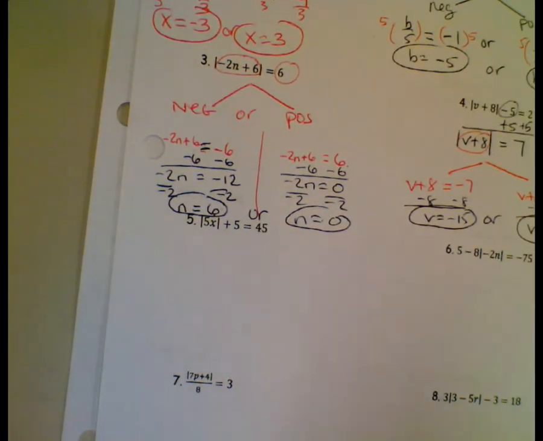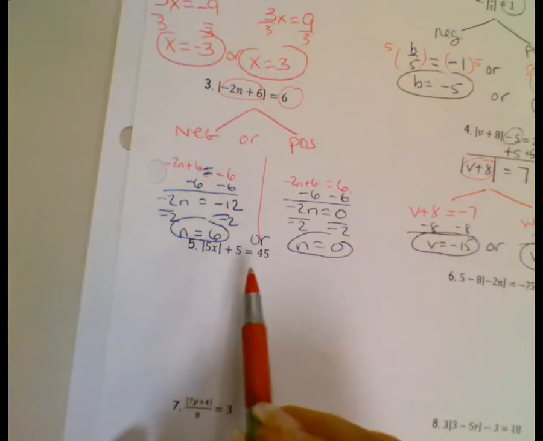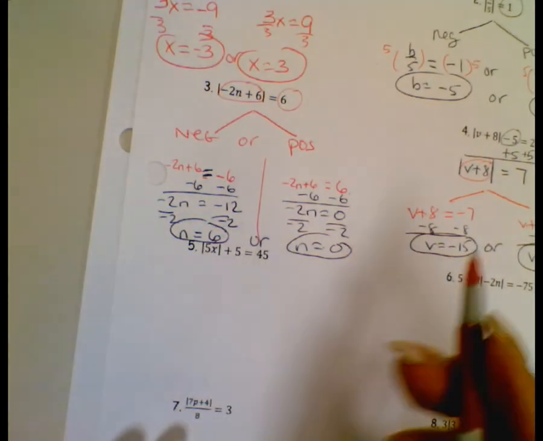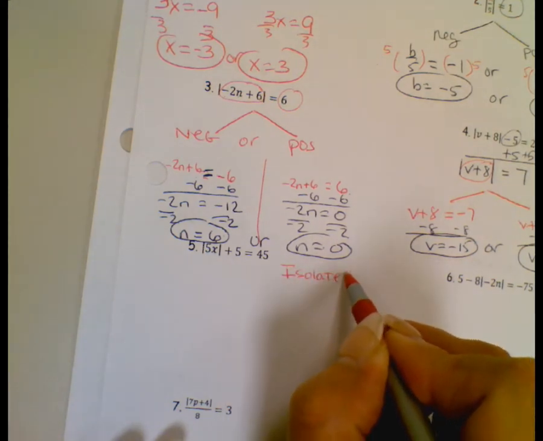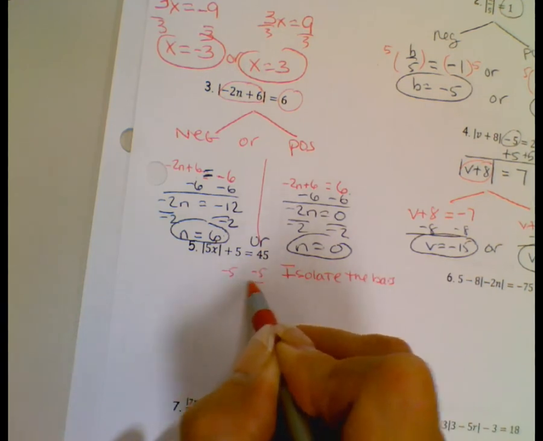Number 5. Question. Are the bars isolated? Notice that little plus 5 is on the same side as the absolute value bars, so they're not isolated. So your first step is to isolate the bars. So we're going to subtract 5 from both sides.